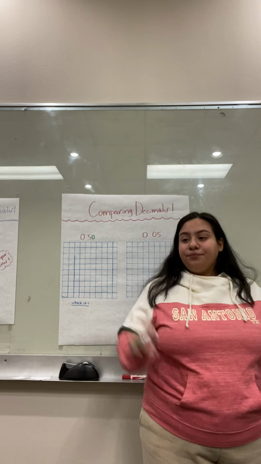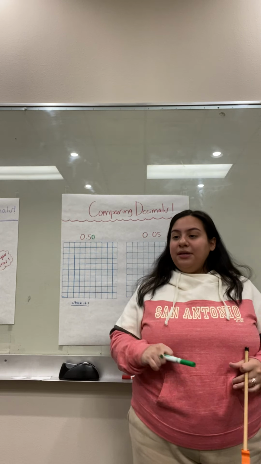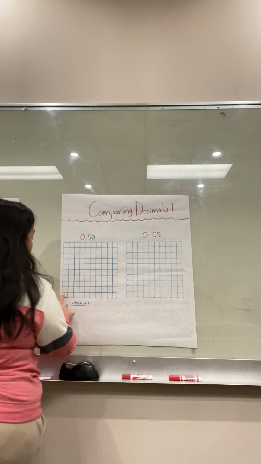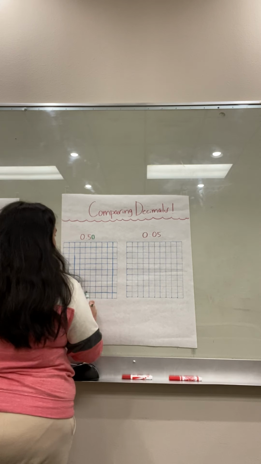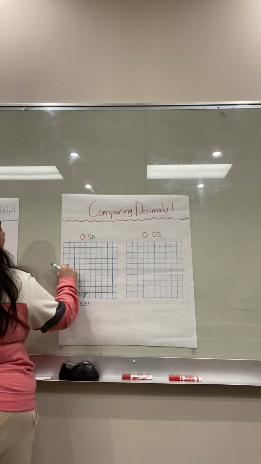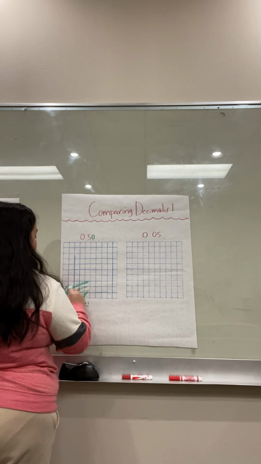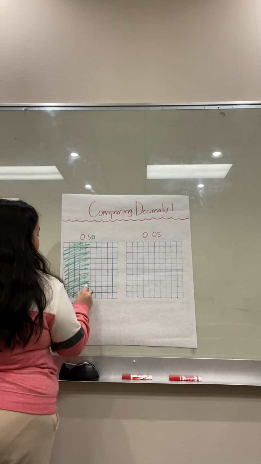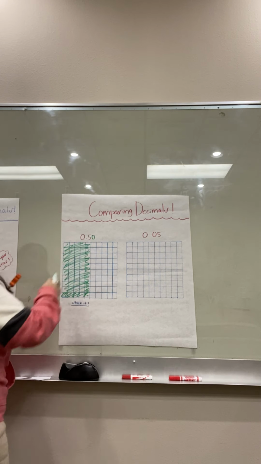If I have 100 items and I only need 50, that's half, right? So we're going to shade in half of this chart. So we're going to go 1, 2, 3, 4, 5. And then we're going to go up 10. 1, 2, 3, 4, 5, 6, 7, 8, 9, 10. So we're going to go ahead and shade in all of these, right? So that y'all can see. This is 0.50.